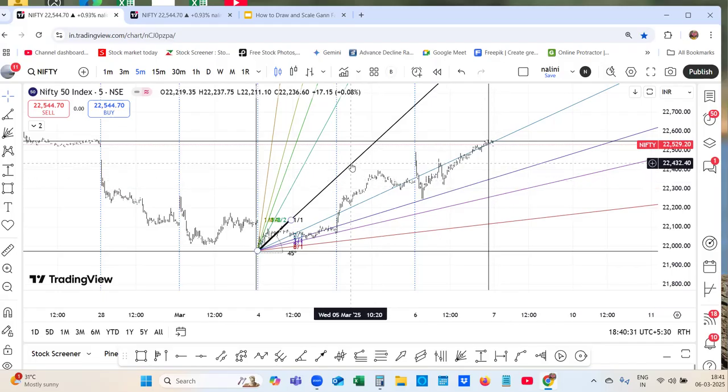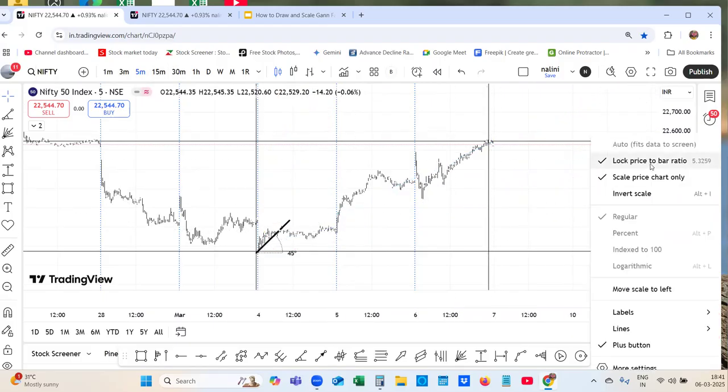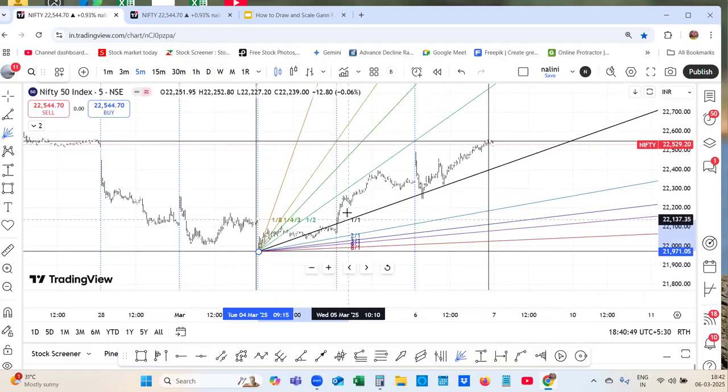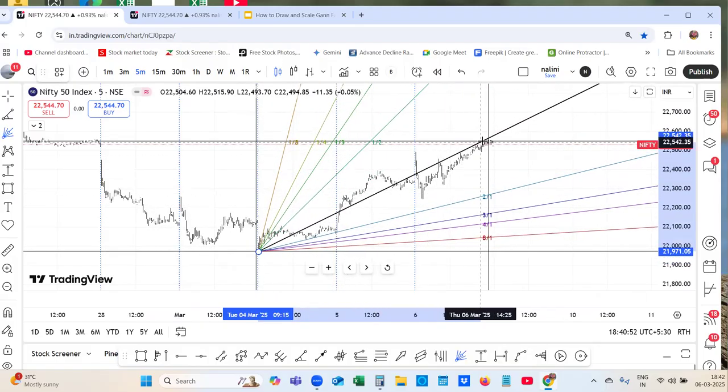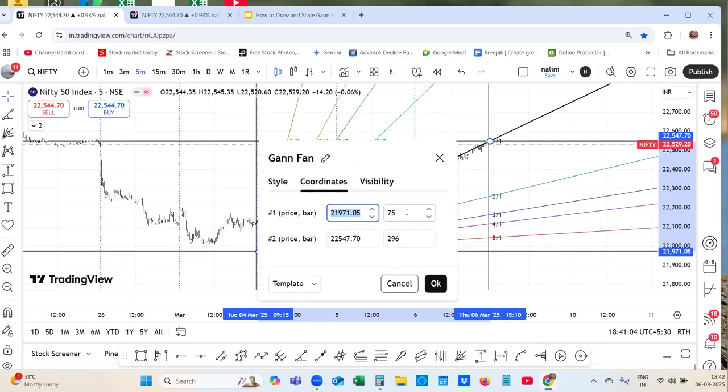Okay, now with the same method, I am going to remove this and remove the locking of price to bar ratio, and I don't need any angle. Simply I am taking the Gann fan and approximating from the low to the high. After that, if you click on the settings of this Gann fan, you are getting two values. The lower value, 21,971. I'm going to write it down.